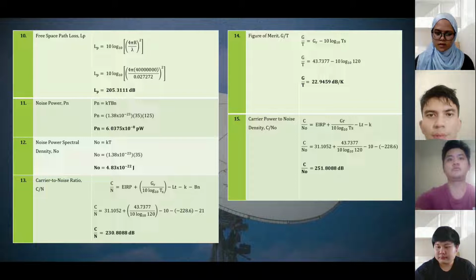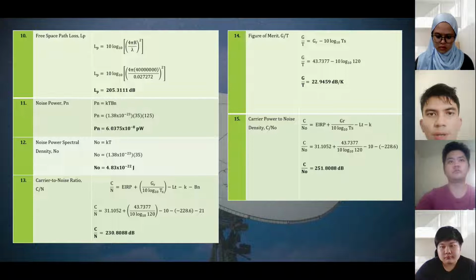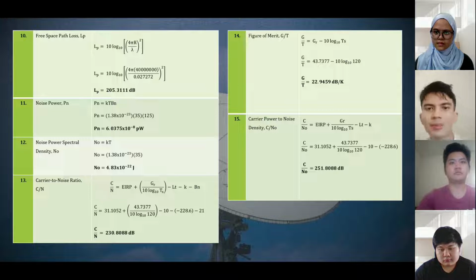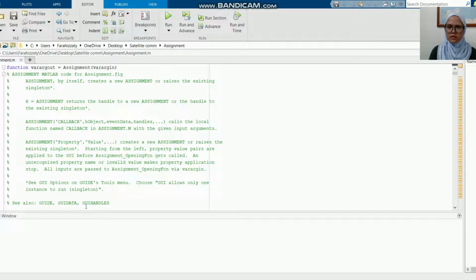This is the different one, where the GR value is different. So the figure of merit, we get slightly different from the actual value. The same goes for C/N0, which also gets a different value because of the antenna receive gain. So I will give it to the next candidate to explain.